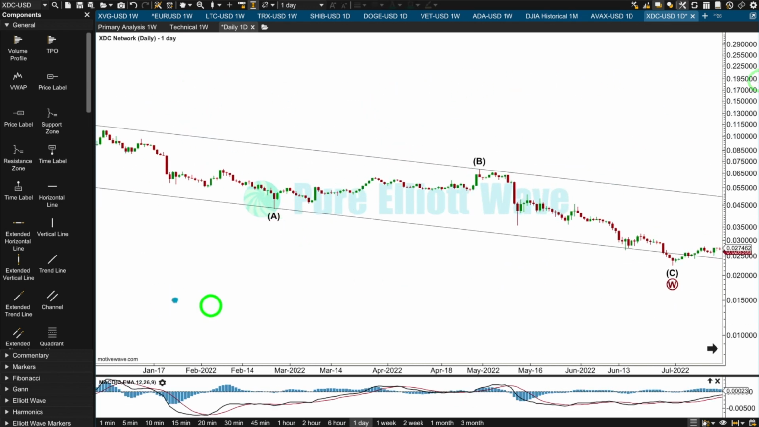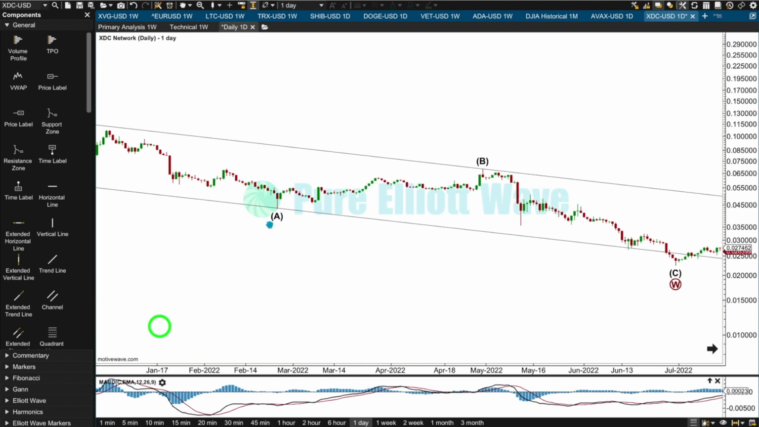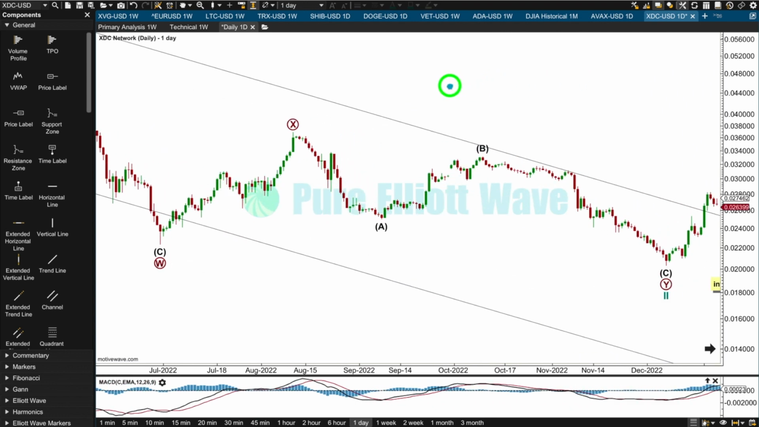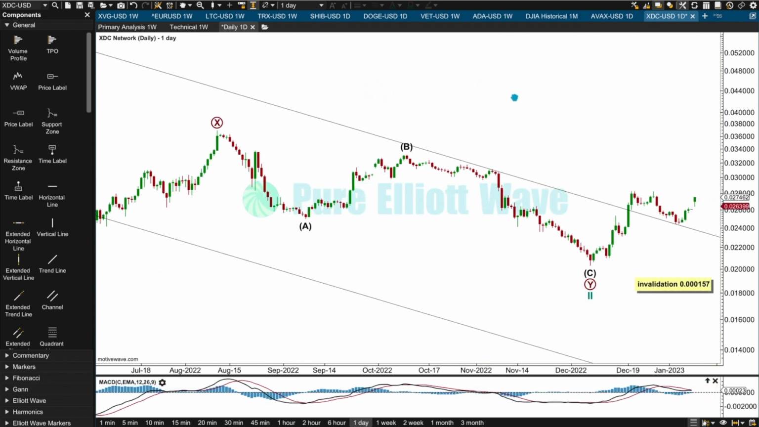I've done the detail of intermediate A, intermediate B and C within primary W before, so now I'm going to focus on the detail within primary wave Y, and this channel is properly breached.